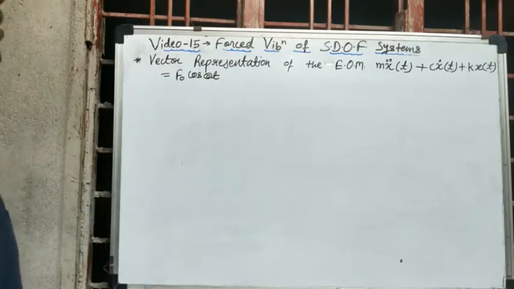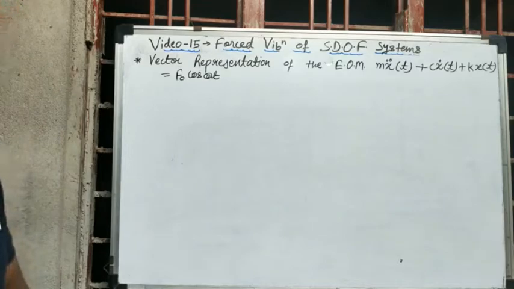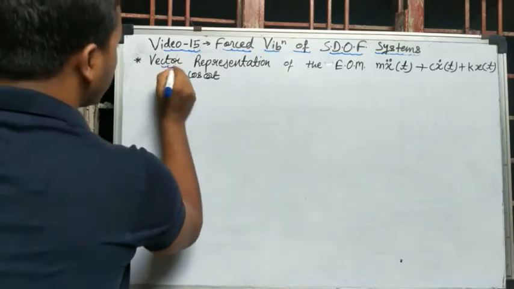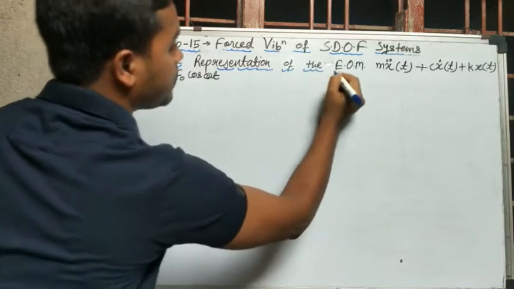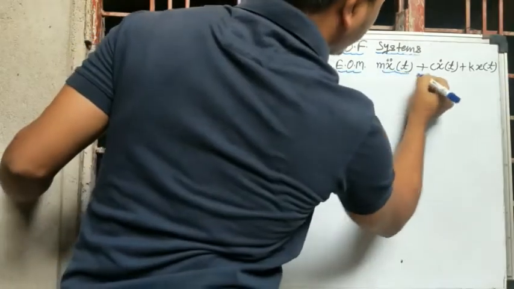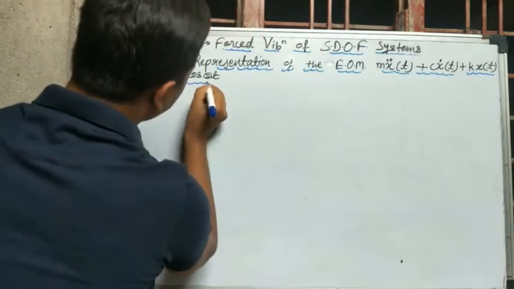Hello friends, welcome to video number 15 of the video series Forced Vibration of Single Degree of Freedom Systems. In today's video, we are going to discuss the vector representation of the equation of motion m x double dot plus c x dot plus k x equals F naught cos omega t.